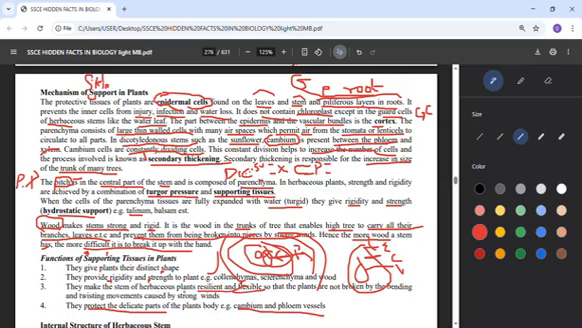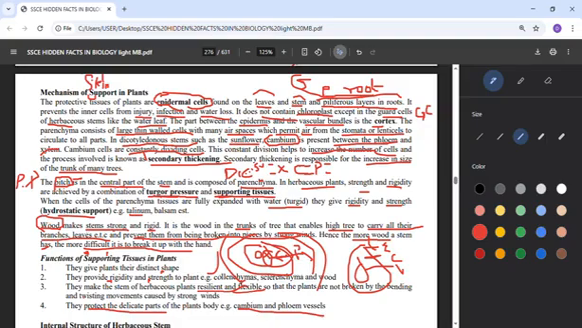Another thing is, if it is a herbaceous plant, those small vegetables, their strength and rigidity is made possible by turgor pressure and supporting tissue. Why do vegetables stand firm? It's because of turgor pressure, water entering them and making them stand, and there are supporting tissues like collenchyma and parenchyma helping them to stand. That's why we have something called hydrostatic support, which supports them by water.